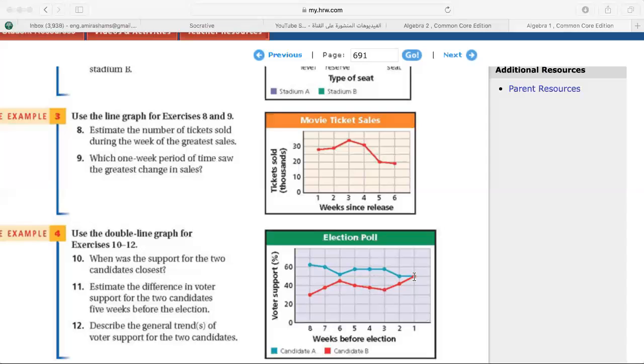So I'm going to write 1 week before the election, or week 1. So again, I found here in week 6 they are close, and I found here in week 2 they are close, but they are not as close as here. This one is the closest one. Week 1, it is the closest one.